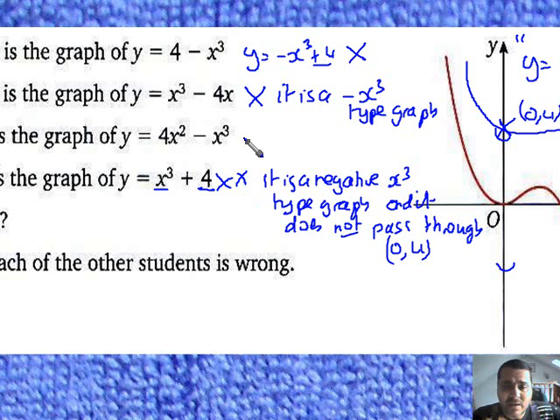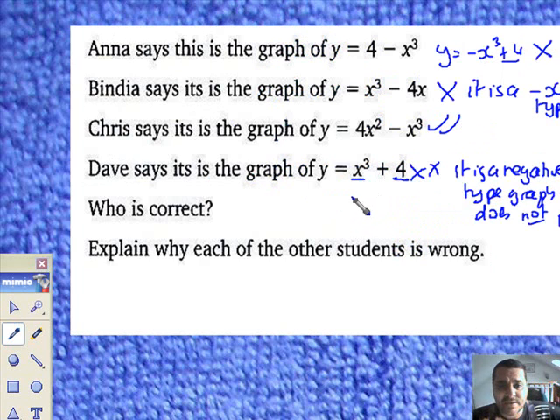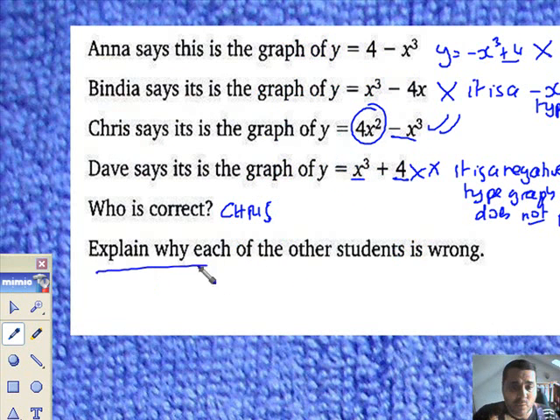See, the only guy who's correct is Chris. Who is correct? Answer, Chris. And I can't explain why, but it's just to say it is a negative x cubed type graph. We can't really explain this without physical values being put in and coordinates plotted. So at least I've explained why all the others are wrong.